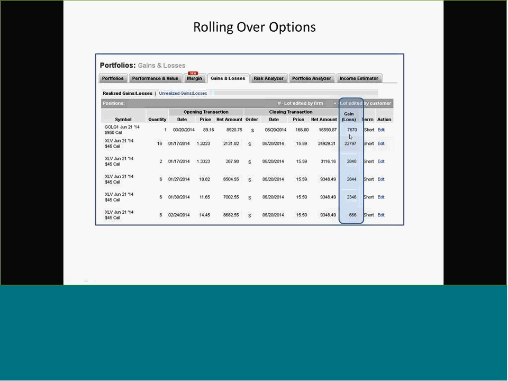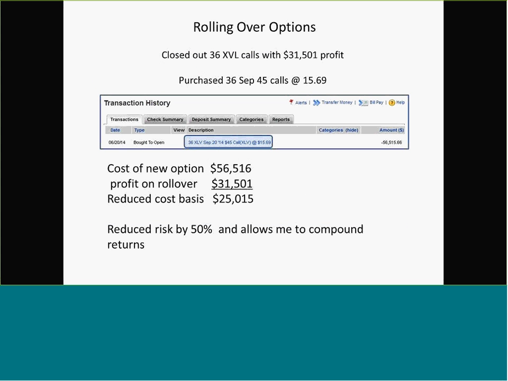But this column lists the net profits for these closeouts. So $7,600 for Google, and I had 30-something thousand in profits for XLV. So what I did is with the XLV, I had 36 calls, and it came out to a total profit.